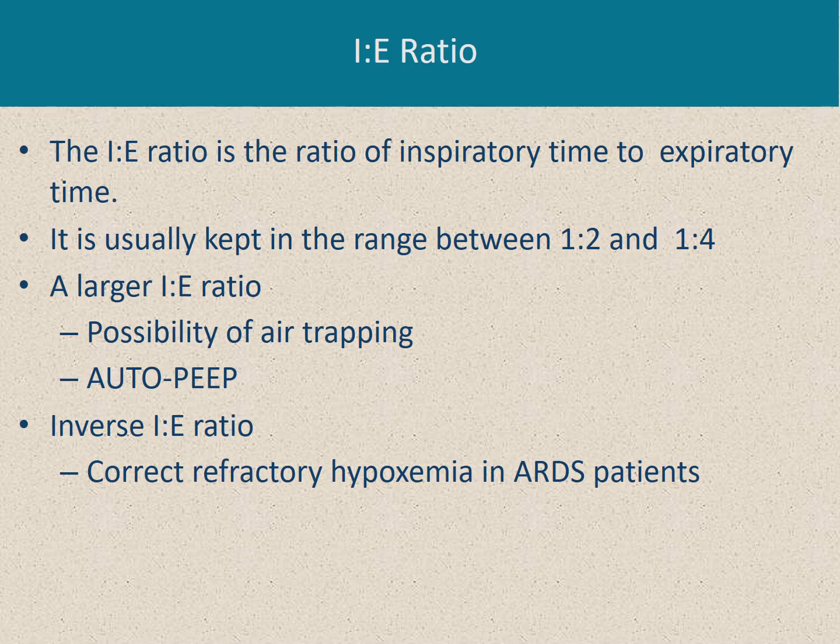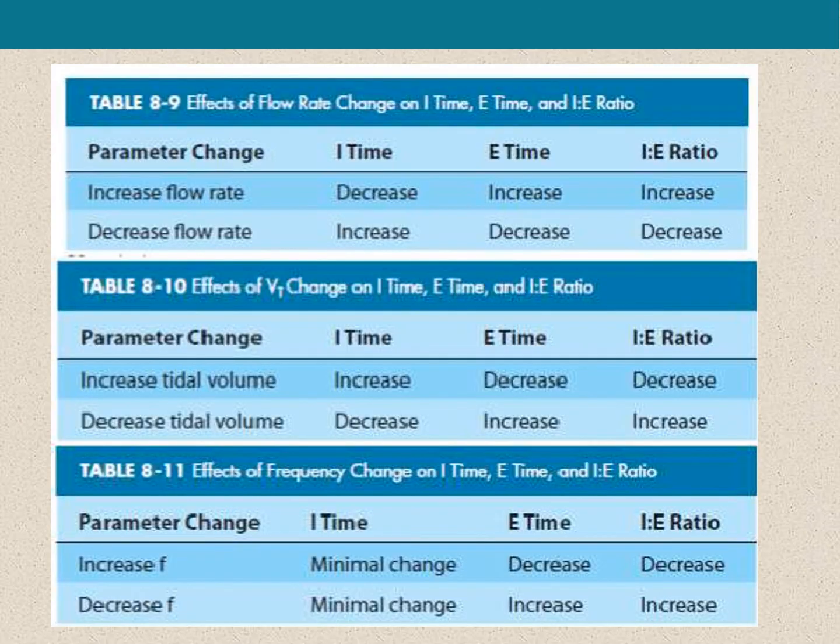Then we will set up the I:E ratio, which is the ratio between the inspiratory time and the expiratory time. The inspiratory to expiratory time is usually kept in the range of 1 to 2 to 1 to 4. A larger E ratio may be used to reduce air trapping and auto-PEEP, while an inverse I:E ratio of 1 to 1 or less, 0.9 to 1, may be used in prolonged inspiration to correct refractory hypoxemia in ARDS patients.